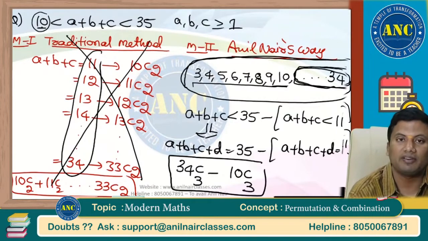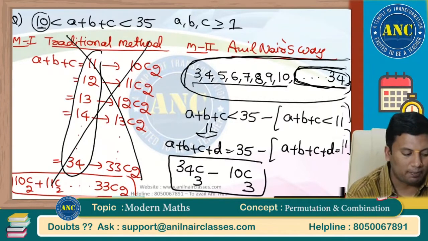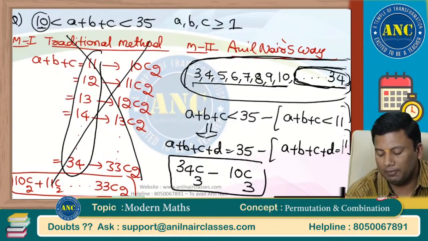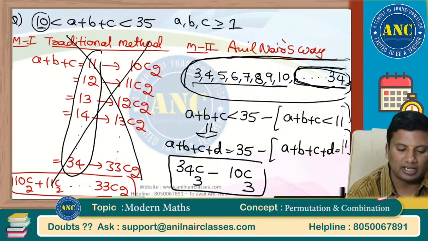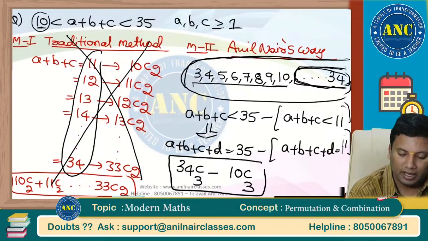Less than means I will introduce a dummy variable. A plus B plus C plus D equivalent to 35. A plus B plus C plus D equivalent to 11. 35 is nothing but 34C3. 11 is nothing but 10C3. Answer is nothing but 34C3 minus 10C3.